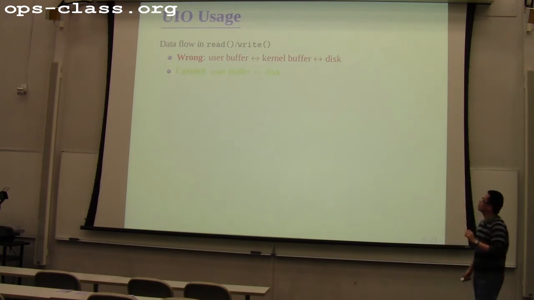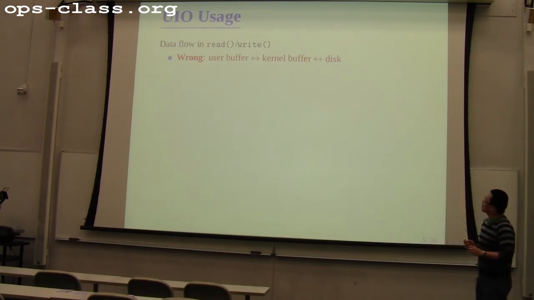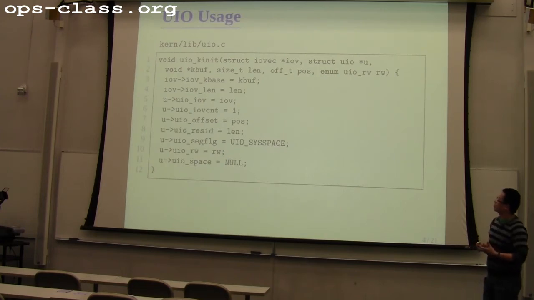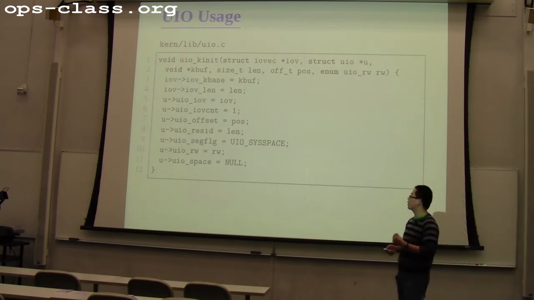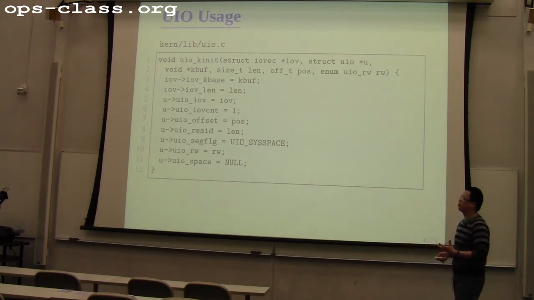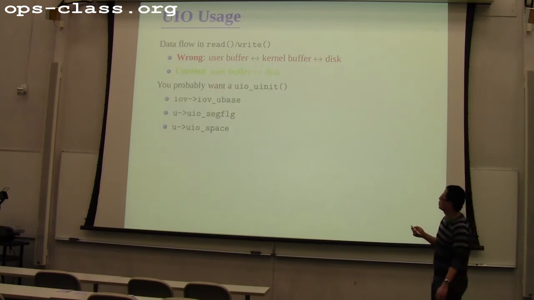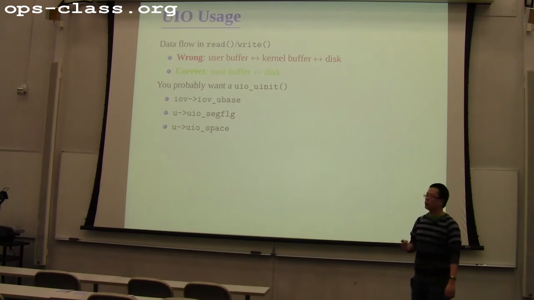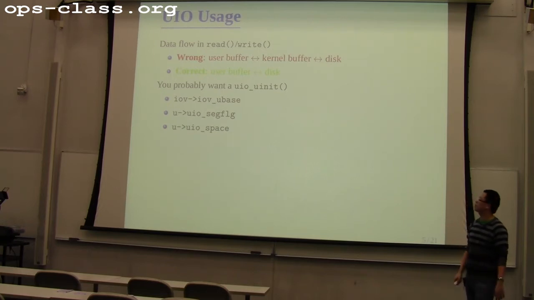So the right way to do it is you can set up the UIO to go directly between the user buffer and disk. So you don't have to allocate the kernel buffer at all. And as the name indicates, this UIO initialization function is just for kernel space I/O. So according to this function, actually you can come up with your own version of the UIO initialization function called uio_uinit for user space I/O. So to do that, you just need to make these changes to that function. First of all, now because you are doing user space I/O, you want to set up the IOV U base instead of IOV K base.